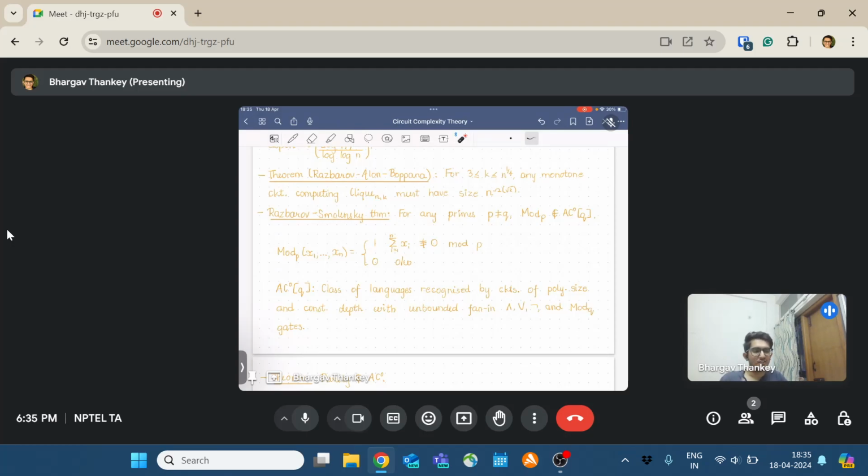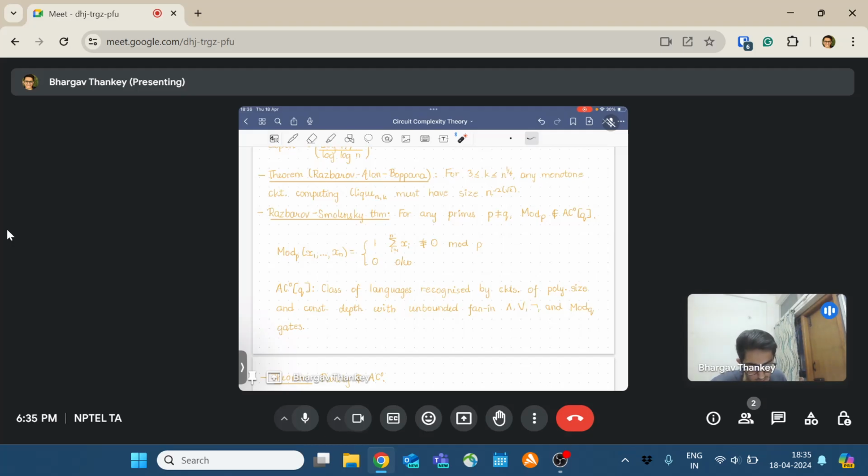And at the heart of this proof was the construction of a polynomial of low degree that approximates the OR function and the AND function. And recall that the class AC0[q] is the class of all languages recognized by circuits of polynomial size and constant depth with unbounded fan-in AND, OR, and NOT gates as well as mod q gates. So you can compute the mod q function for free.